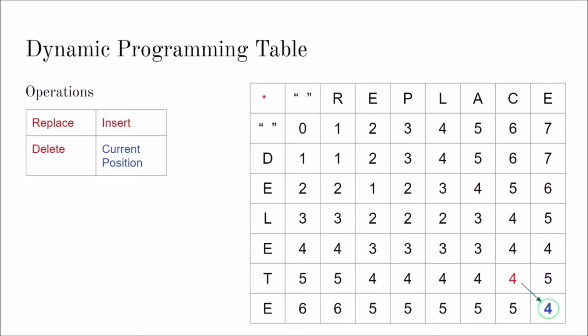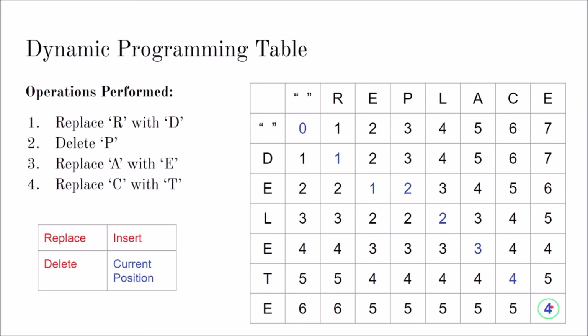So this is the final table that we get, and the value at the last cell is the minimum edit distance value that we required. So this means that to convert the string replace to the string delete requires 4 operations. So how do we know which operations we performed? To do that, we need to simply backtrack our whole simulation and how we got the values.